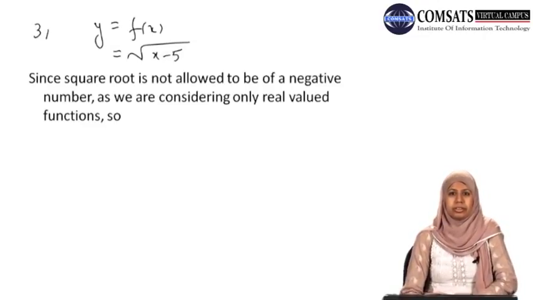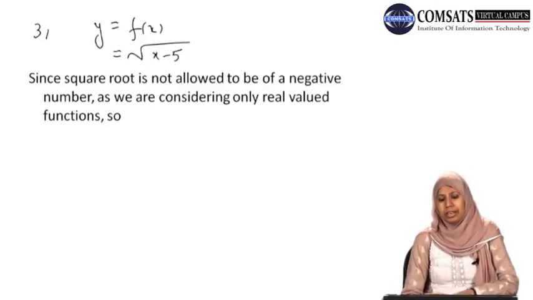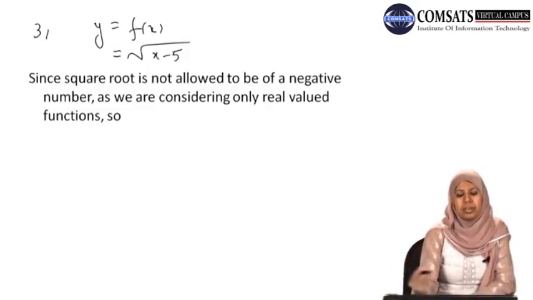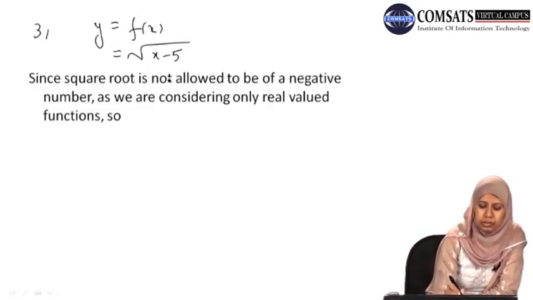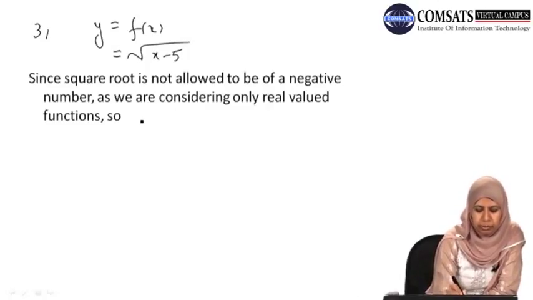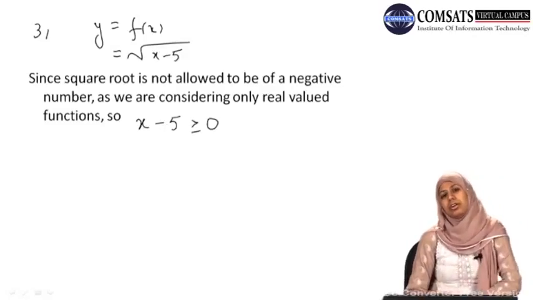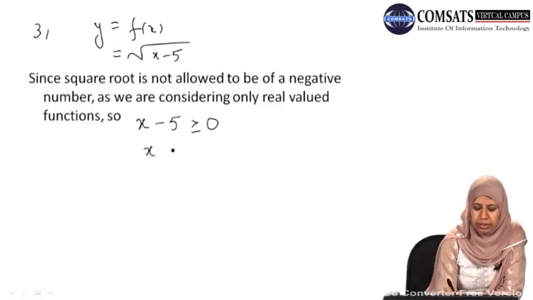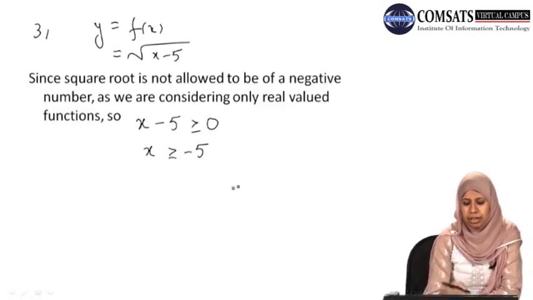If we are only restricted to real valued functions, then any value of x which gives us the negative square root is not allowed. In other words, all those values of x will be in the domain whenever this square root is positive, that is, whenever the number x minus 5 is equal to 0 or greater than 0. Solving this inequality, we obtain x is greater than or equal to 5.